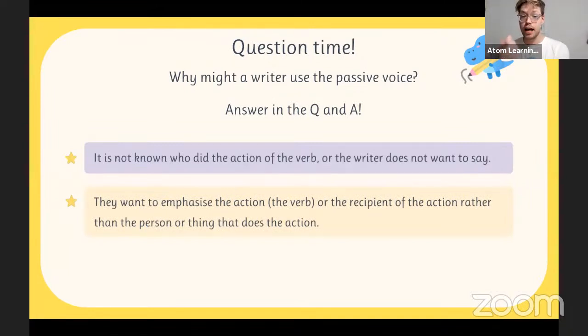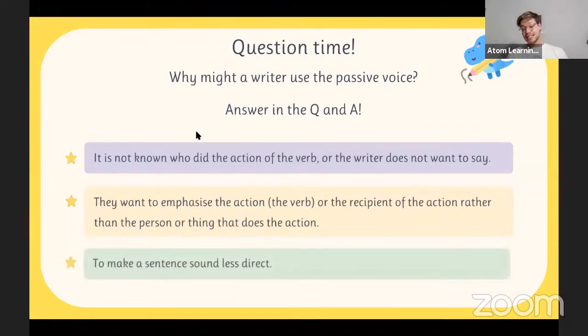Another reason why we might use the passive voice is that you want to emphasize the action, or the recipient of the action rather than the person that does the action. So, the plate was broken by Jono. Dun, dun, dun. The tension is over. We don't care about the plate that was broken. We care that I did it because I'm the one that's going to get into trouble. And maybe I said I hadn't broken the plate previously in the story, so you want to emphasize that, no, Jono did break the plate. It puts the emphasis on me. You could also say the plate was broken by the dog or the cat, or whoever broke the plate. We want to put the emphasis on them, so we would use the passive voice.